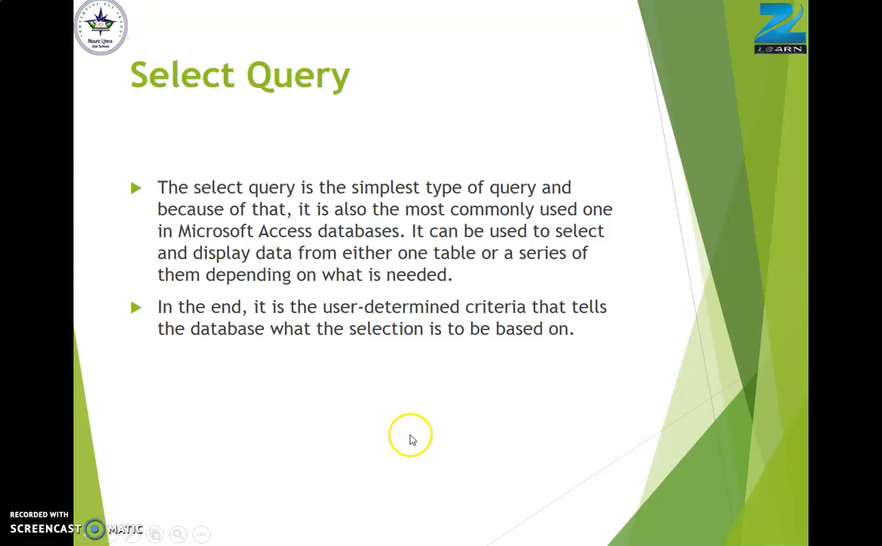First, select query. The select query is the simplest type of query, and because of that, it is also the most commonly used one in Microsoft Access database. It can be used to select and display data from either one table or series of them, depending on what is needed. In the end, it is the user-determined criteria that tells the database what the selection is to be based on.